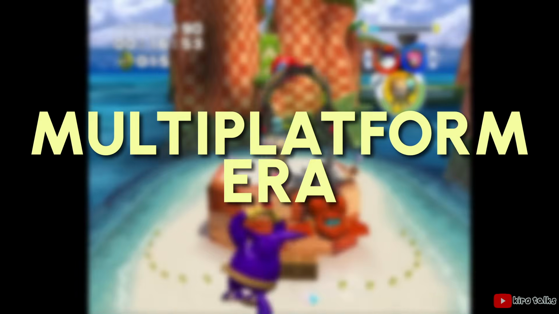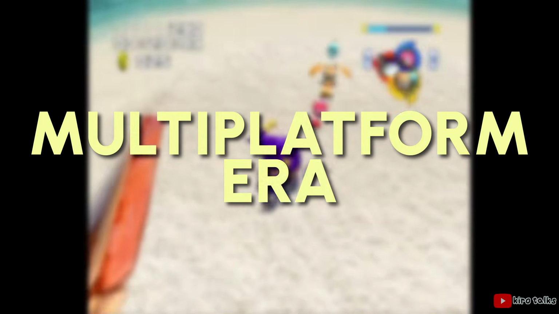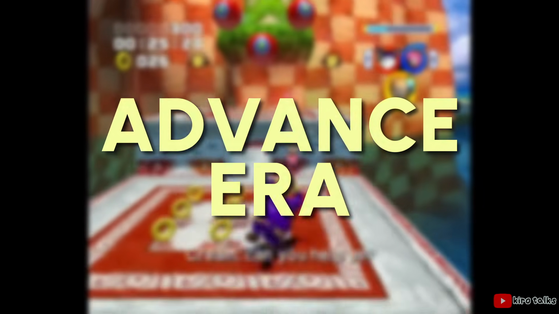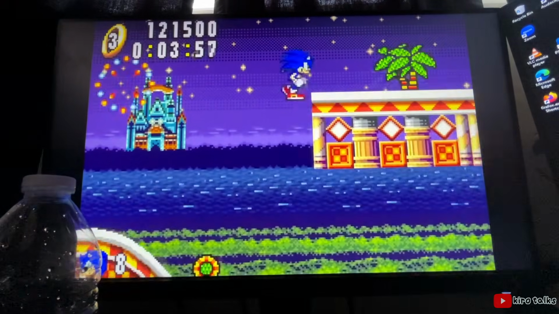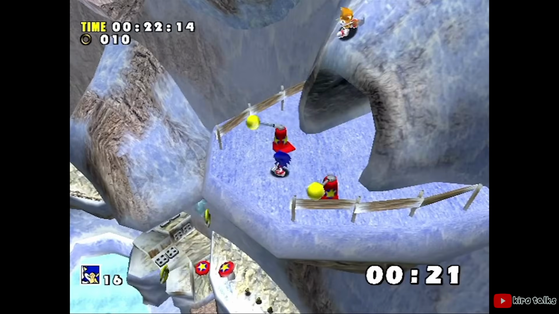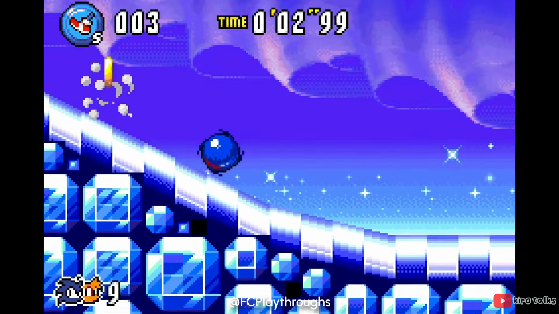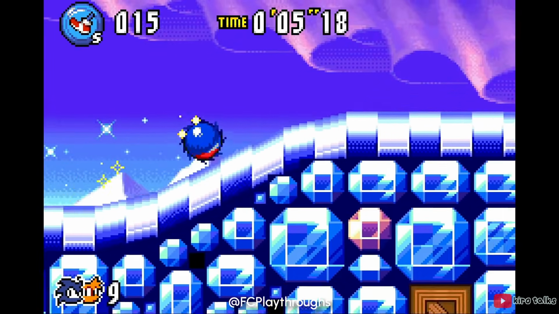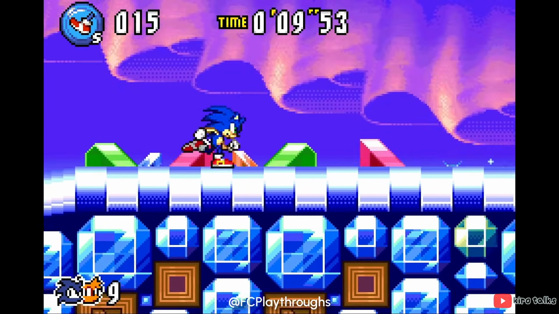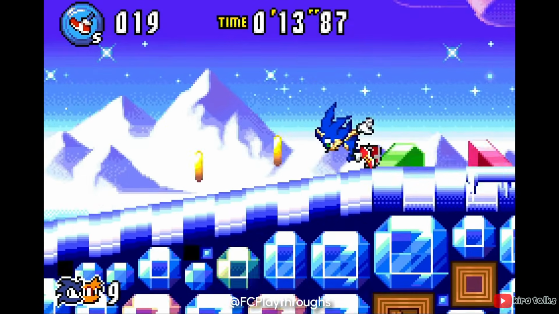Maybe the multi-platform era, since this was the time when Sonic started popping up on a ton of different consoles from rival companies? Maybe the Advance era, of course because this era started with Sonic Advance, but then again, calling it the Advance era has the same problem as calling everything from 1998 to 2006 the Adventure era or the Dreamcast era. The Advance series ended in 2004 with Sonic Advance 3, so we've still got time from 2004 to 2006 that's unaccounted for. I think for now we'll go with the Advance era, because the multi-platform era doesn't really roll off the tongue quite as well.